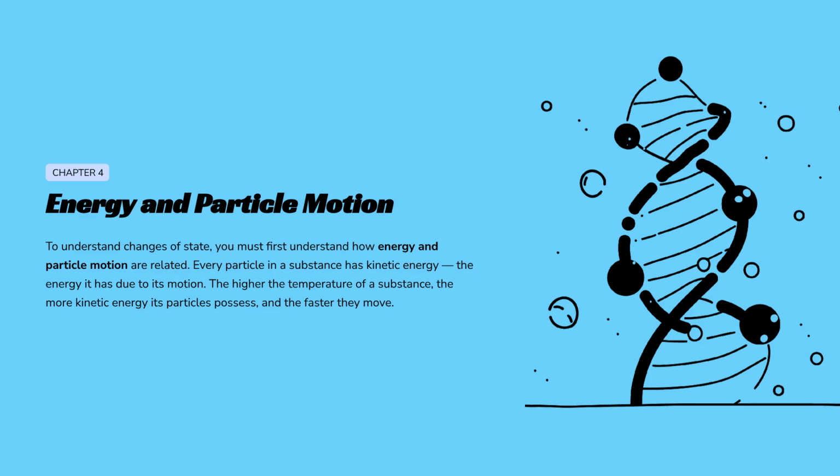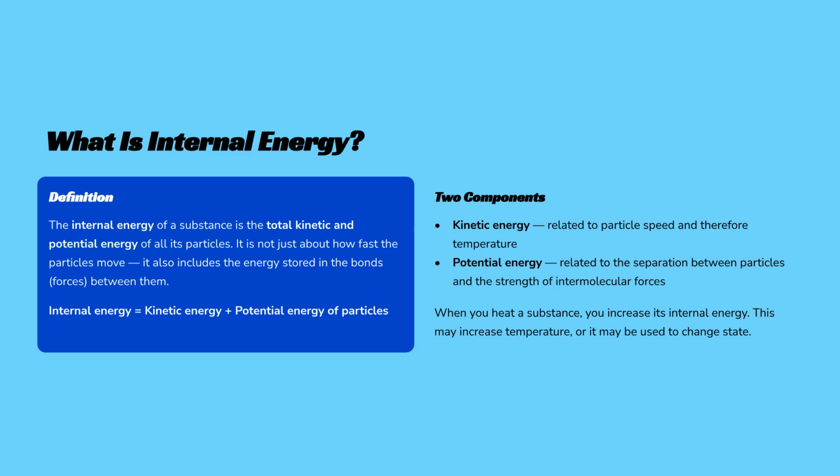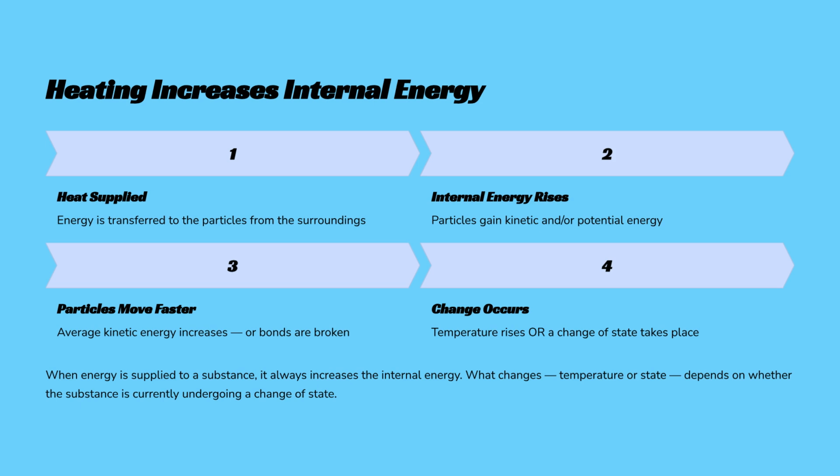Every particle has kinetic energy due to its motion. Higher temperatures mean higher kinetic energy and faster particle movement. Internal energy is the total kinetic and potential energy of all particles in a substance. When you heat a substance, you increase this internal energy. Heating a substance leads to a rise in internal energy. Depending on the substance's current state, this added energy either increases the temperature or drives a change of state.